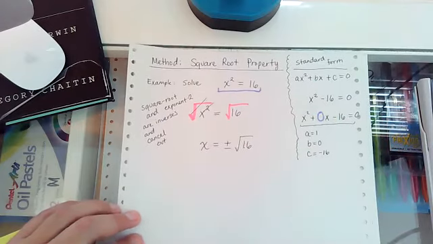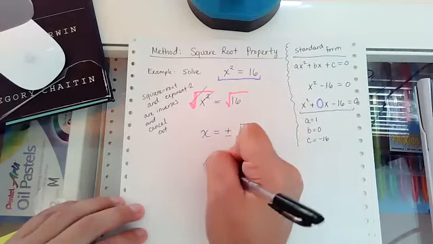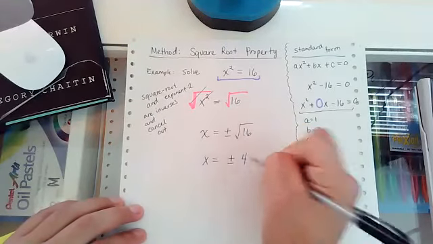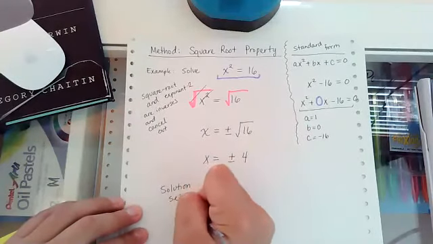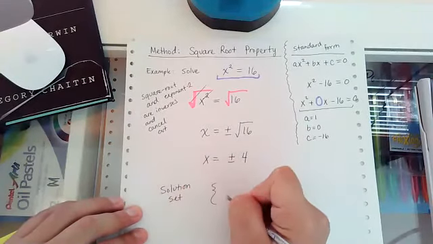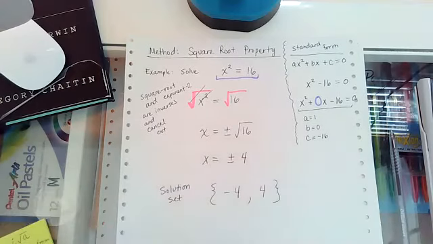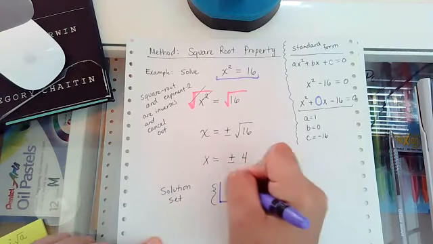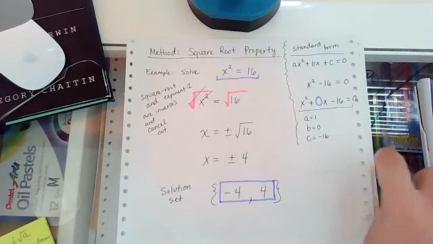And then I can just worry about simplifying that square root expression. So x is going to be equal to plus or minus 4. So my solution set here is -4 and +4. But when you type this into MyLabs Plus, you just have to type in -4, comma, +4. Does anybody have any questions about that?